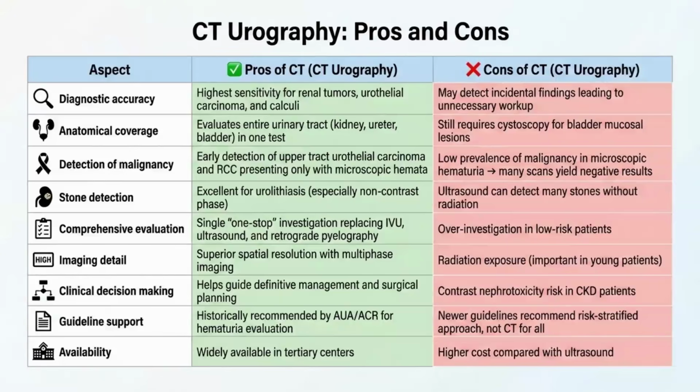Now, why not CT urography in the cases of low and intermediate risk? Because it may detect incidental findings which may lead to unnecessary workup. There is, although, a requirement of cystoscopy for bladder mucosal lesions; in microscopic hematuria there is a low prevalence of malignancy. So many scans would yield a negative result.